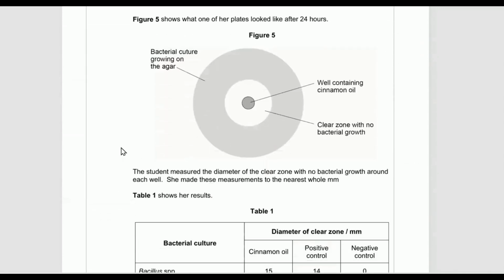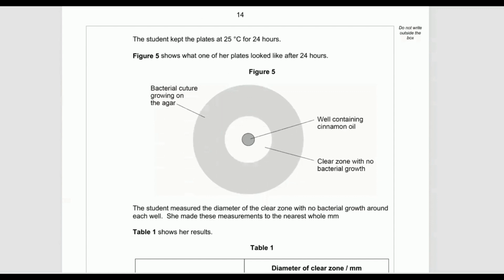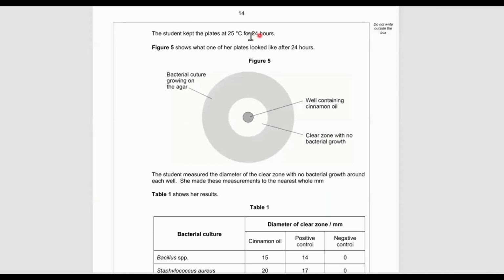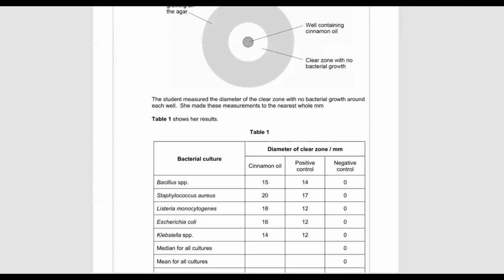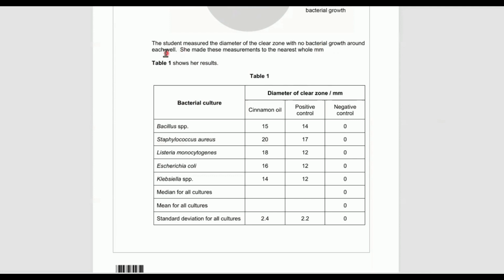Okay, next question. The student kept the plates at 25 degrees for 24 hours. Figure 5 shows what one of her agar plates looked like after 24 hours. So we've got the bacterial culture around the outside, growing on the agar. We've got the well containing the cinnamon oil in the middle, and then we've got this clear zone, or zone of inhibition, around that well of cinnamon oil. And that's where the bacteria have either been inhibited from reproduction or are dead.